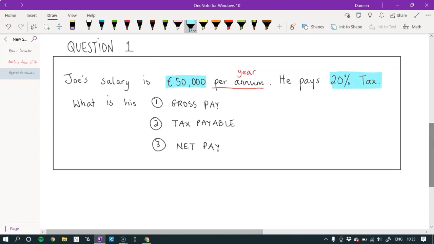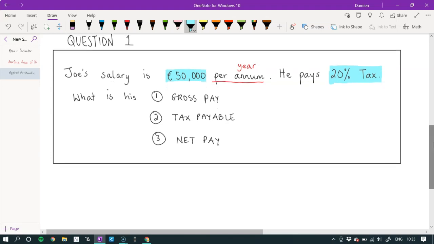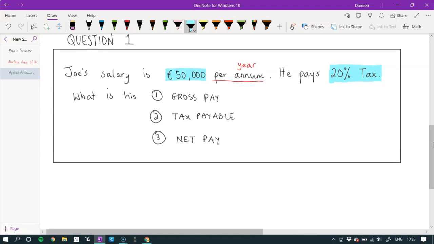Now, that 20% tax, this is just a beginner's question. There are different types of taxes, but let's say for the moment that he just has one type of tax and he gets charged 20%. So let's go down here and see if we can work it out. So how do we work it out?